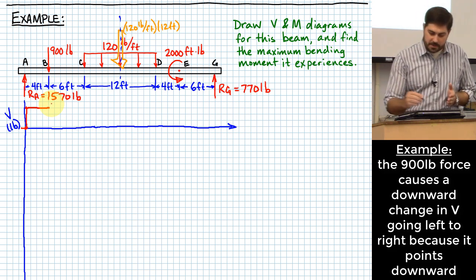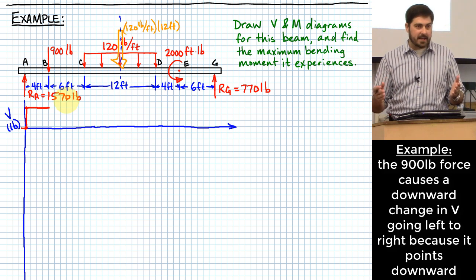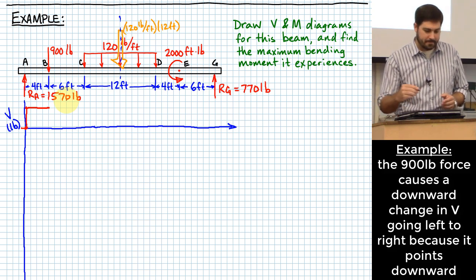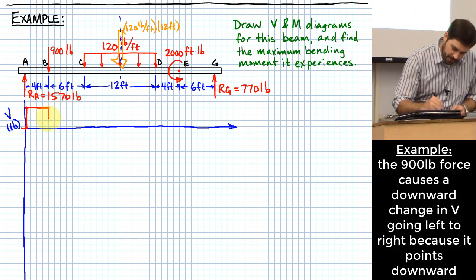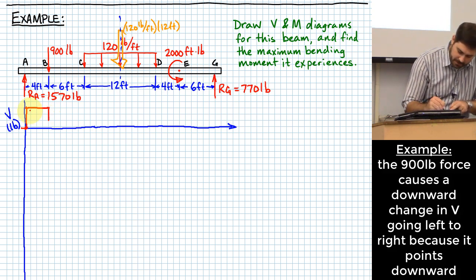Our rule that we just used a second ago for the 1,570 pounds applies again, but this time the force goes down, not up. What do you think that does to our shear diagram? It's going to go down about 2 squares, right? Now, let me actually write these in here so we don't lose them. This value right here was 1570. We're going to go down to what?